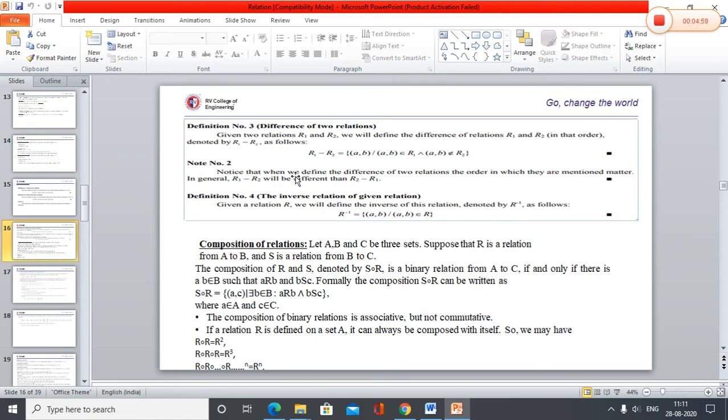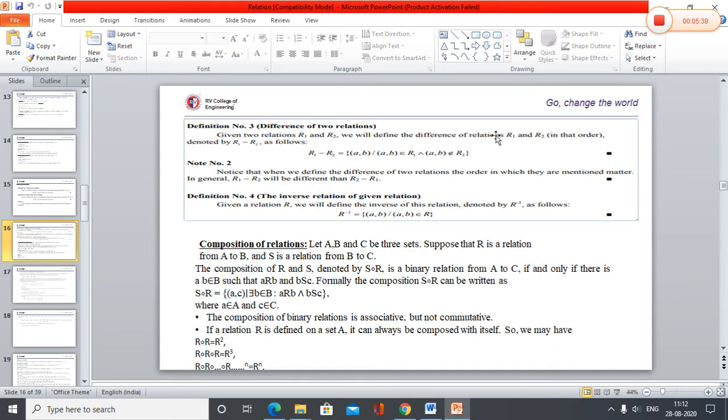Now the third operation is the difference of two relations. So if I have two relations R1 and R2, then R1 minus R2 means I am going to write all those ordered pairs which belong only to R1 but do not belong to R2. Here R1 minus R2 will be different from R2 minus R1, because R1 minus R2 will be the set of ordered pairs which belong to R1 but don't belong to R2, whereas R2 minus R1 will be the set of ordered pairs which belong to R2 but don't belong to R1. So I am going to get a different set of ordered pairs, so both are not the same.